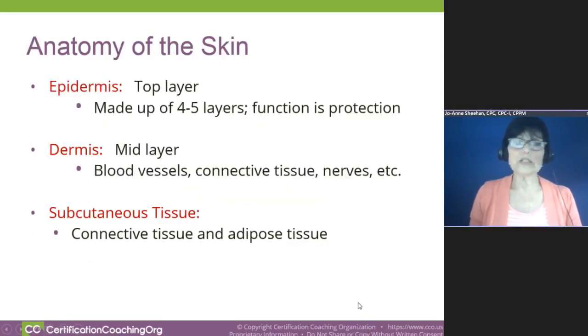Now there are 3 layers of the skin. There is the epidermis, which is the top layer, and it is made up of 4 to 5 layers, and its only function is really protection. The dermis is the middle layer, and it has blood vessels, connective tissue, and nerves. And then we have the subcutaneous tissue, which is connective tissue and adipose tissue. And I'll explain this a little bit more in the next couple of slides.